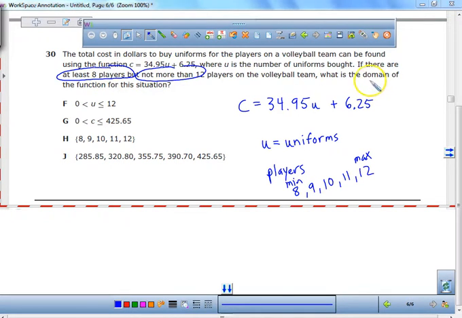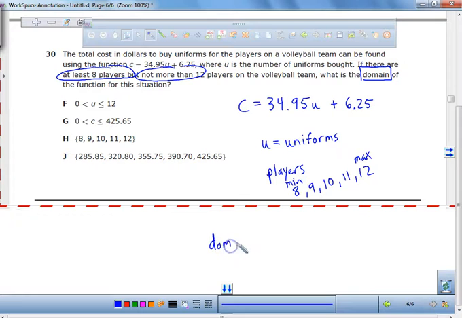What is it asking for? What's the domain? Now, something you need to understand is the difference between domain and range. Domain is dealing with all of your x values, range is dealing with all of your y values. Okay? Now, this is the question you have to ask: does the cost depend on the players, or do the players depend on the cost?